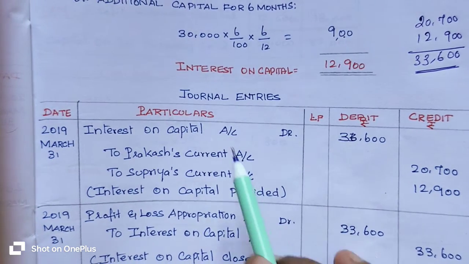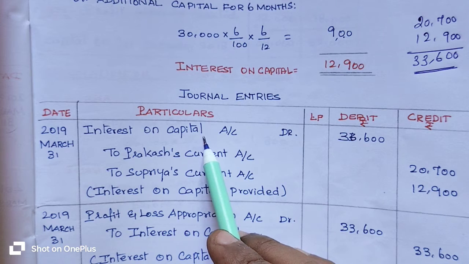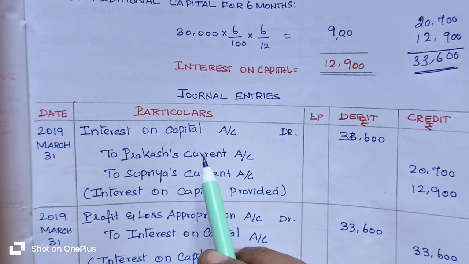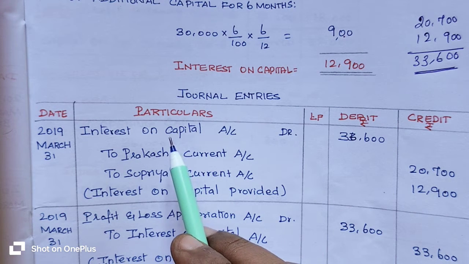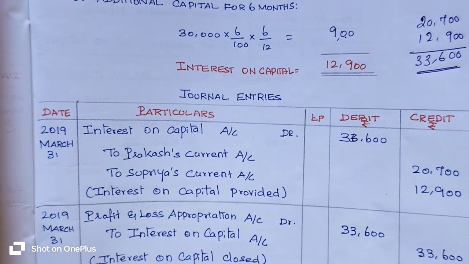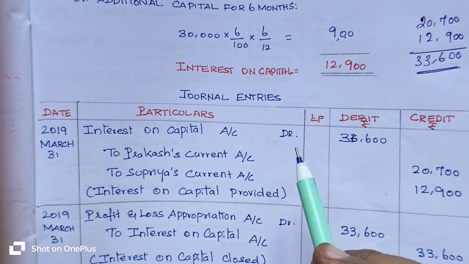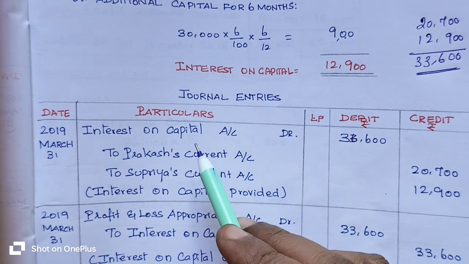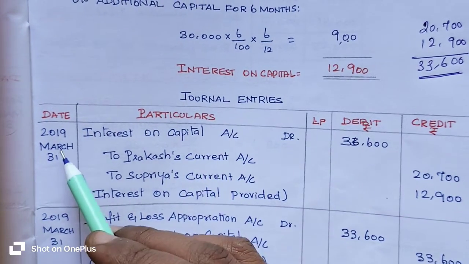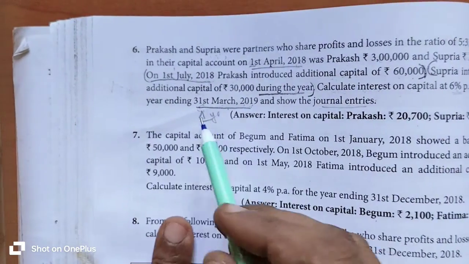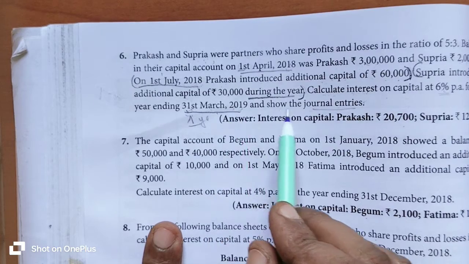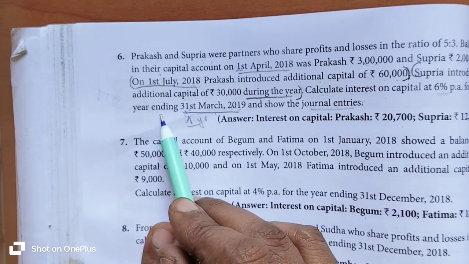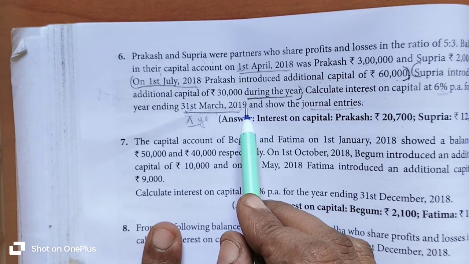Now we are going to pass the journal entries for interest on capital, Supriya's interest on capital and Prakash's interest on capital. What is the format for interest on capital in the journal entry? Listen, we have the capital. Where does capital appear in a journal entry? It is on the credit side. So on the debit side, interest on capital. Okay. So we have to take the date as 31st March 2019. They ask for the journal entry at the year ending 31st March 2019.